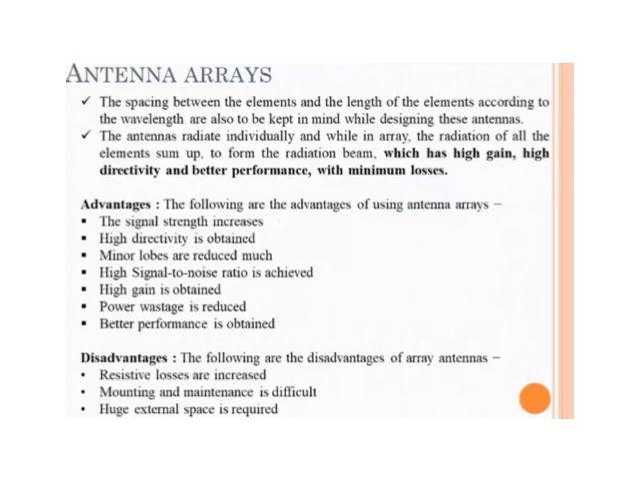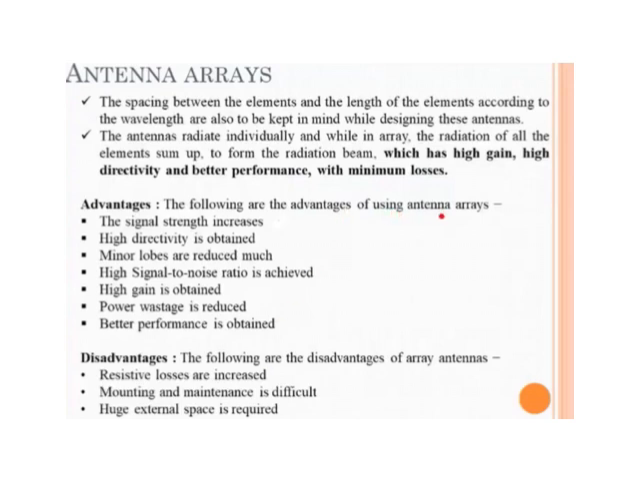Now let us concentrate on the advantages and disadvantages of these antenna arrays. The spacing between the elements and the length of the elements according to the wavelengths should also be kept in mind while designing these antennas. These antennas radiate individually, and while in an array, the radiation of all the elements will sum up in order to form the radiation beam, and this will have high gain, high directivity, better performance, and the loss will be minimum. Based on this, we can list out the advantages and disadvantages.